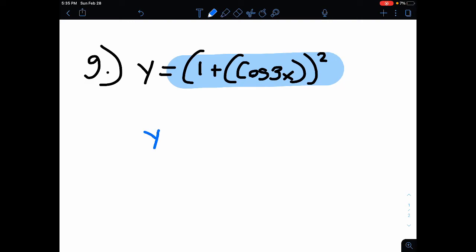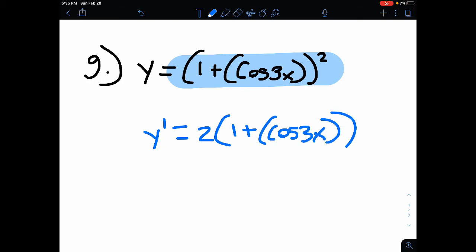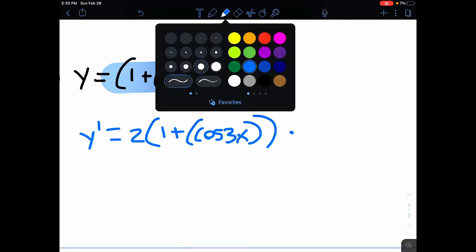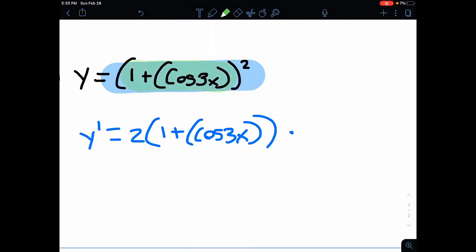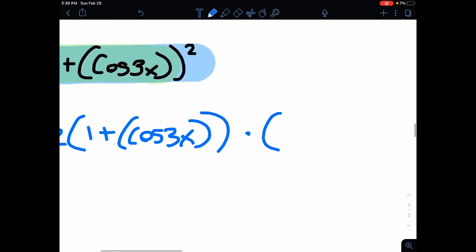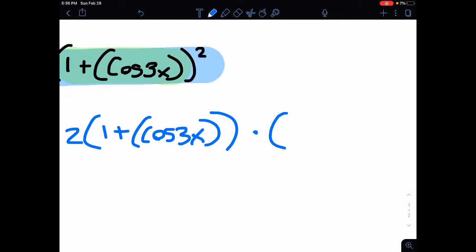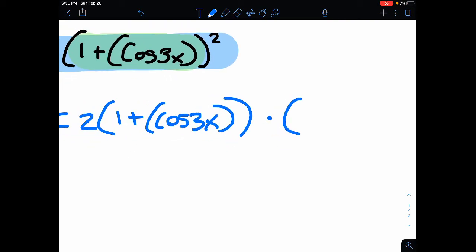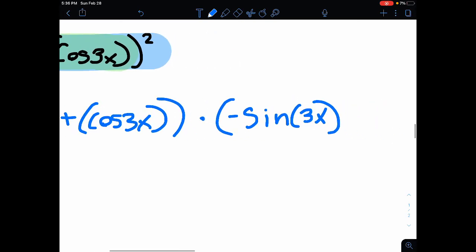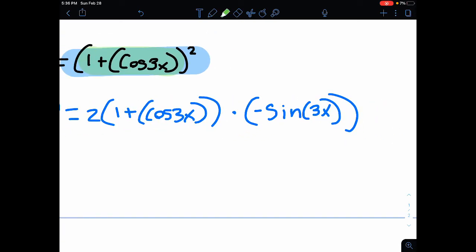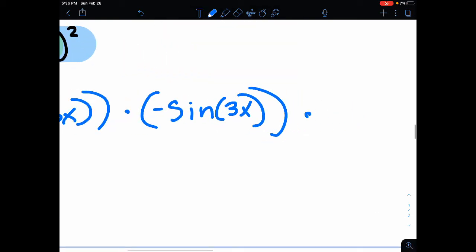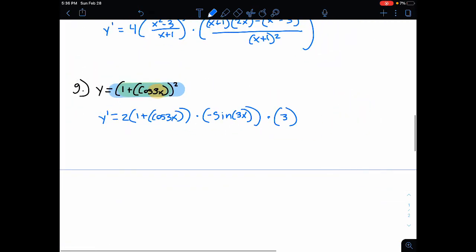Alright, for this next one, we're going to do the whole thing. I'm going to do the power rule, y prime, bring down the 2, leave the inside. Then I'm going to do the derivative of the next part that you see, so this whole part, the derivative of the inside. The derivative of sine is negative sine 3x, and then you see this next part, the 3x, and when you do the derivative of that as well, it's times 3. And there you go.